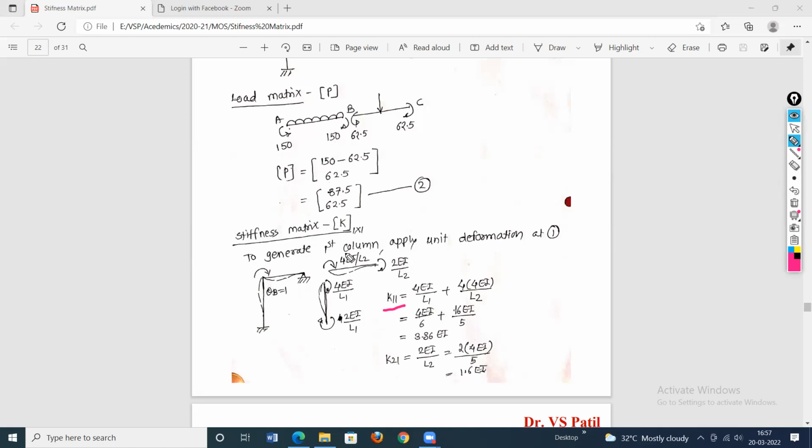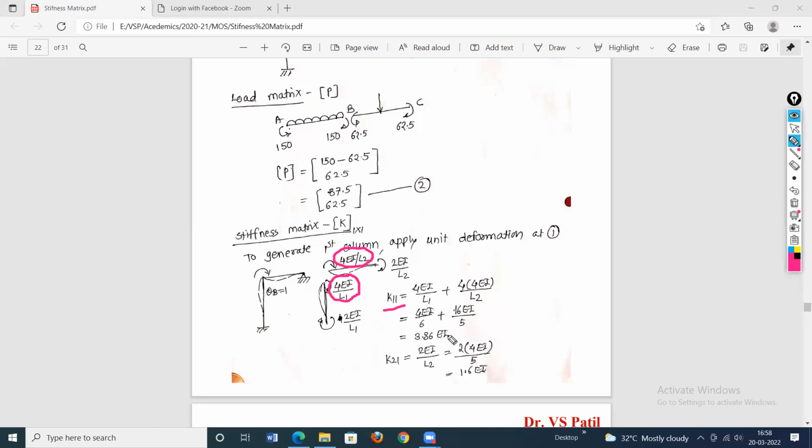Okay, so total rotational force, this is in the element AB, and this is element BC. Both are clockwise. These two forces are in the direction of assigned coordinate 1. So therefore, both elements will be positive. So 4EI by L1, and this is 4EI upon L2, and EI value for BC portion is 4EI. Okay, then substitute here.